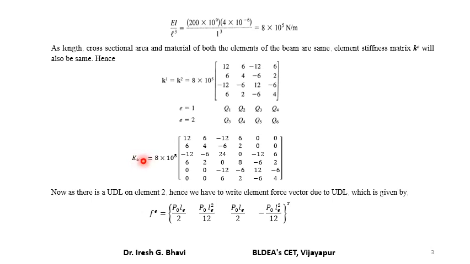This is from the property of the stiffness matrix, that is, the order of the stiffness matrix is equal to the number of degrees of freedom in the problem. So K is of order 6 by 6. So 8 into 10 raised to 5 is common for both K1 and K2, so 8 into 10 raised to 5 we will take outside.